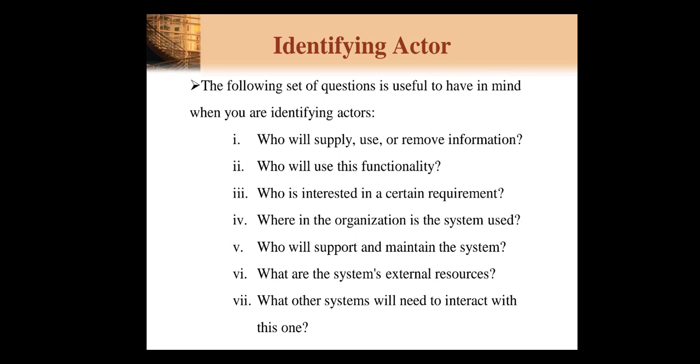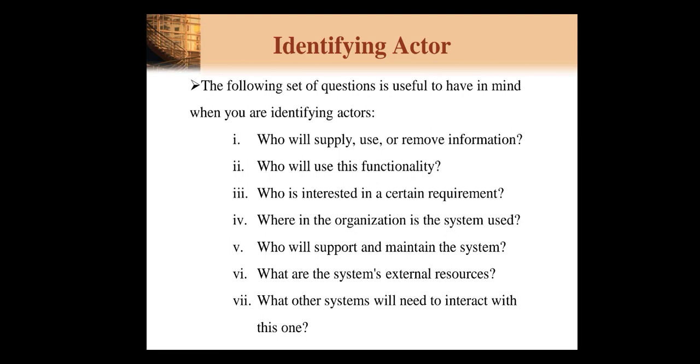How to identify the actor? By asking some questions. The very first question we have to ask is: who will supply, use or remove the information? Who is supplying information to our system, that is, who is providing input to our system, that one acts as an actor for our system, right? Then who will use this functionality? Whatever output is provided by our system after performing the function is also used by someone, so that is also an actor of our system.